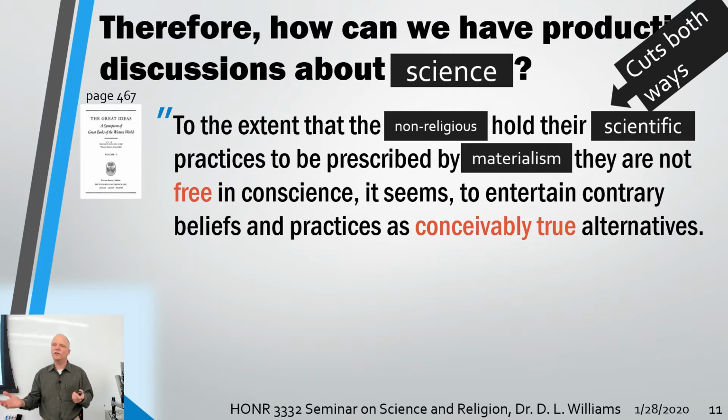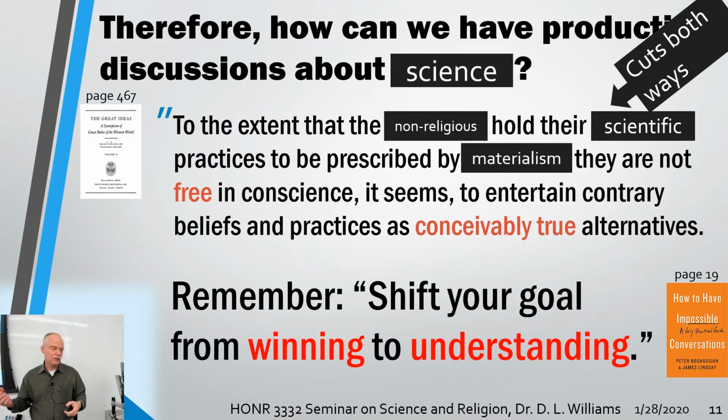How can we have productive conversations and discussions about religion and science when you have, again, these are broad categories. Some scientists are open to the supernatural and some religious people are essentially materialists. But it's those people in each camp, the scientists who are strict materialists and the religious who are true believers in the supernatural, those are the ones that are going to have a really difficult time talking to each other and finding common ground. And so we go back to Peter Boghossian's book: shift your goal from winning to understanding.